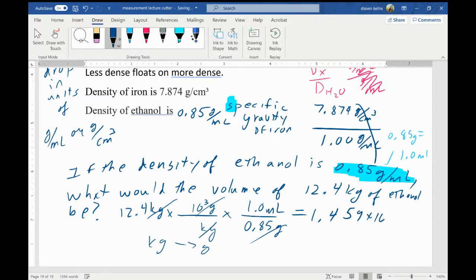1.459 times 10 to the fourth milliliters. Sig figs, we've got 3, we've got 2, so we should have 2 for answers. 5 is what you round up on, so 1.5 times 10 to the 4 milliliters.